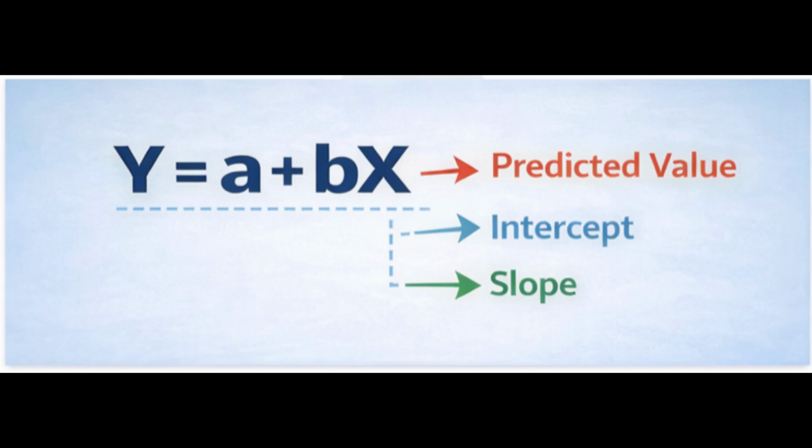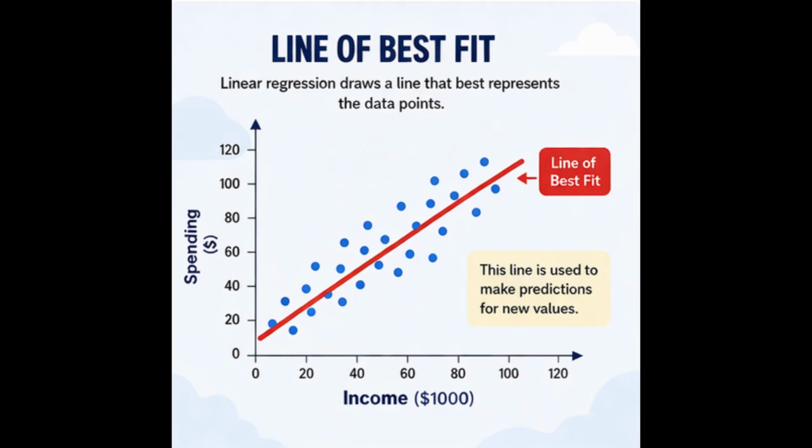when x changes. And the intuition behind this is, if you plot your data on a graph, linear regression finds the line that best fits those points. This is called the line of best fit or the trend line. The goal is to minimize the distance between the data points and the line.